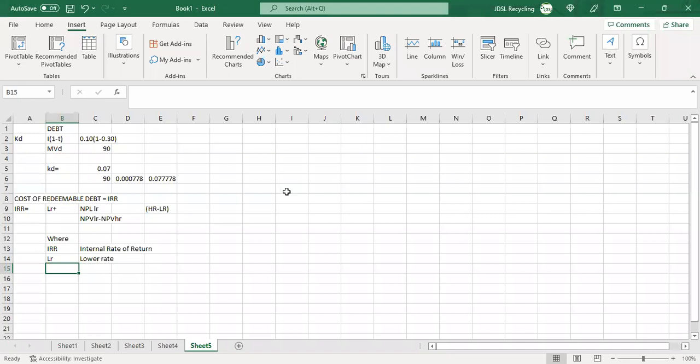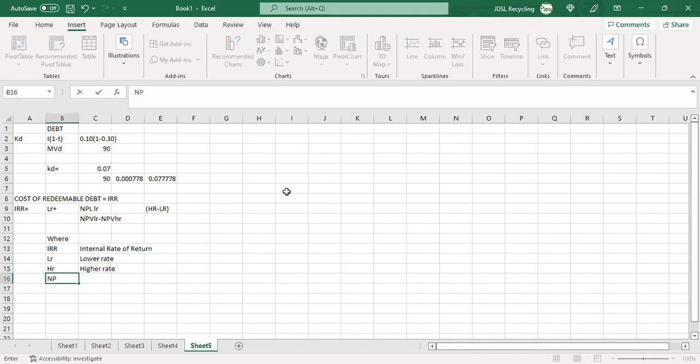Is it lower rate plus? The formula is not clear. Hold on, you will understand the formula. Hold on, please. HR represents the higher rate.